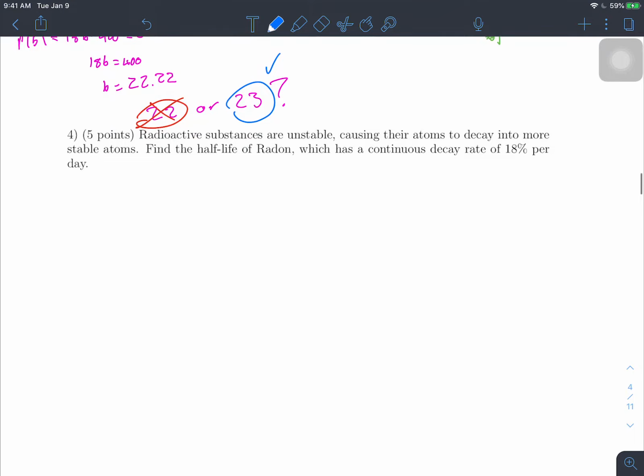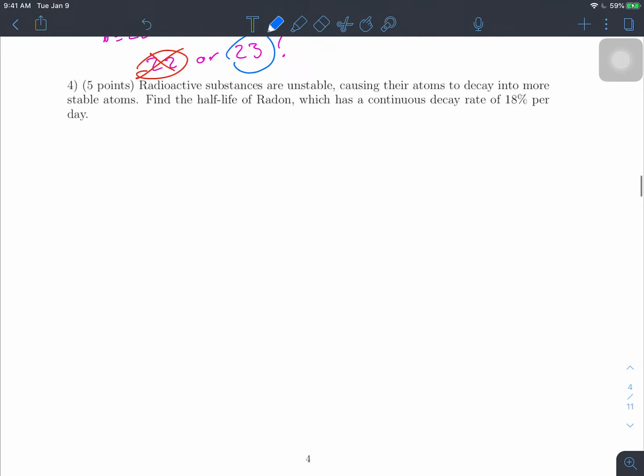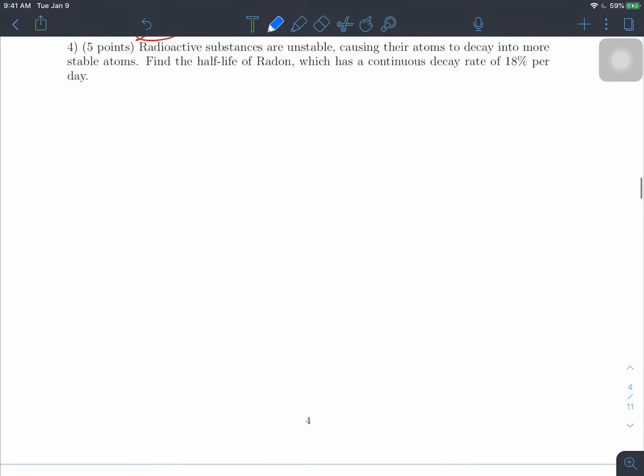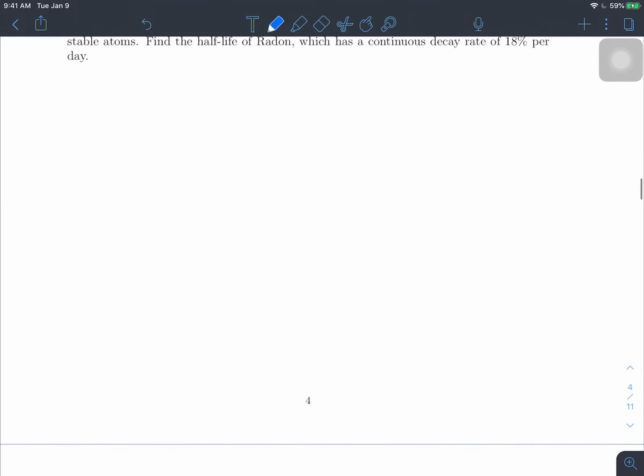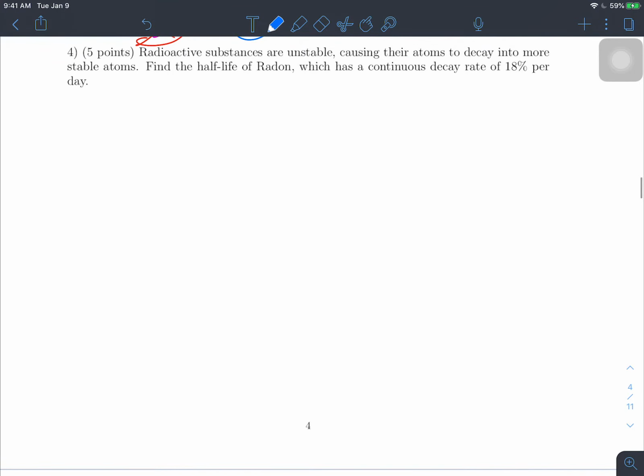So number 4, we got a radioactive substance, and the atoms are decaying into more stable atoms, and we're talking about radon here, which has a continuous decay rate of 18% per day. And we're supposed to find the half-life of radon.